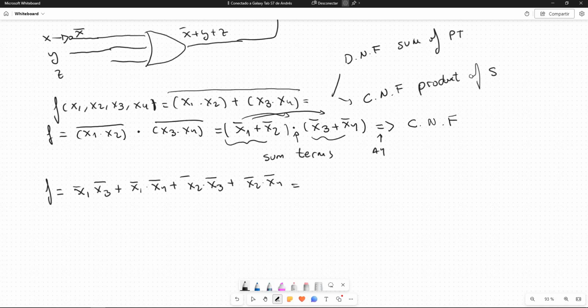And is this a normal form or not? Yes, it's a normal form, but this time we have a sum of product terms. So this is the disjunctive normal form. So quickly we have translated the original function into its disjunctive normal form and its conjunctive normal form, just applying the axioms of Boolean algebra. That's the reason why they are useful.